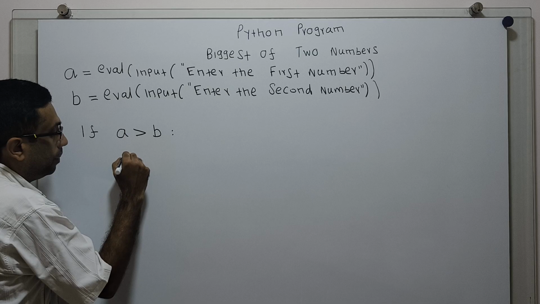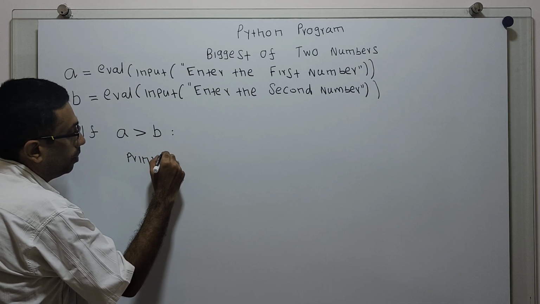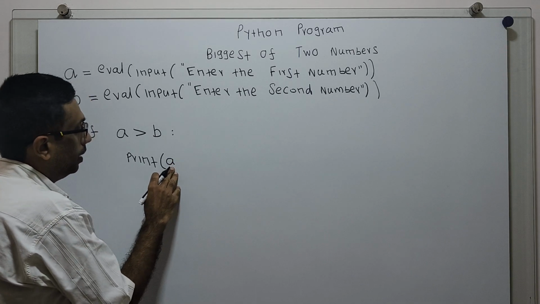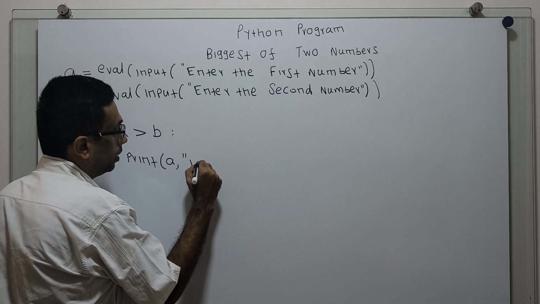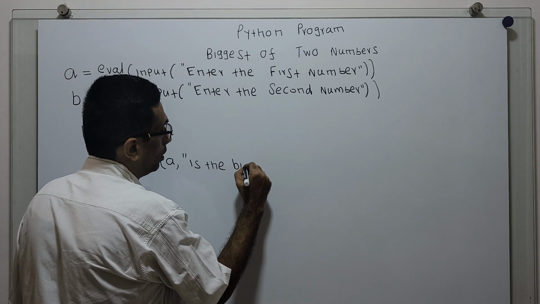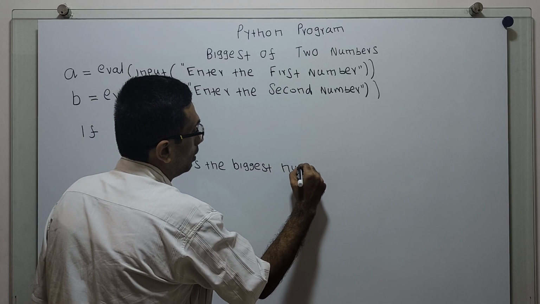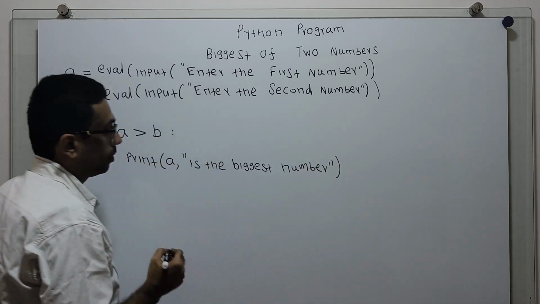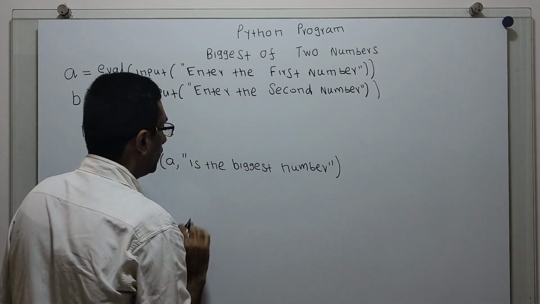So by giving a tab, I am writing a print statement, print a. That means the value of the variable a will get displayed, followed by the string "is the biggest number". So the value of the variable a followed by the string is the biggest number will get displayed.